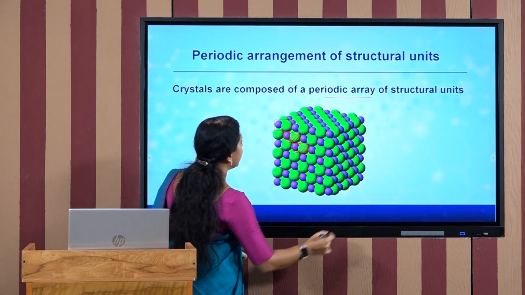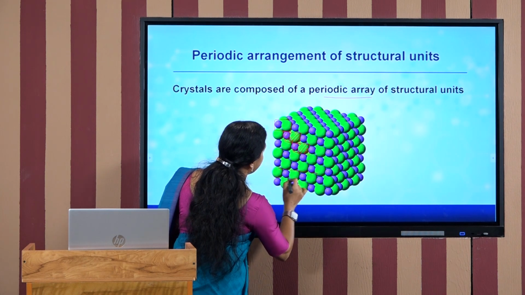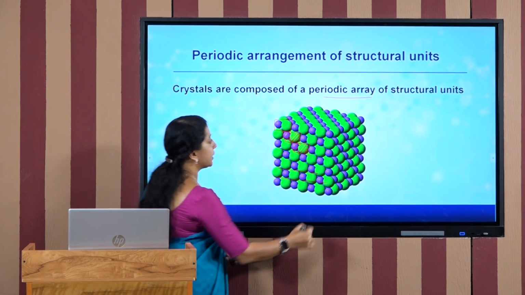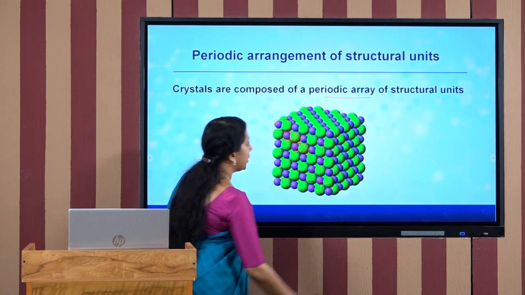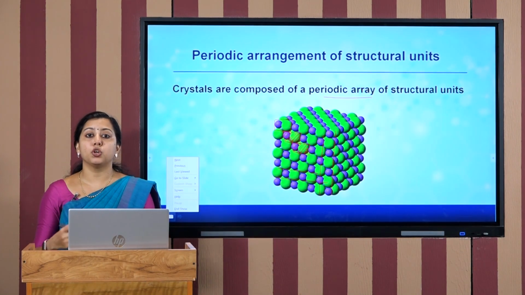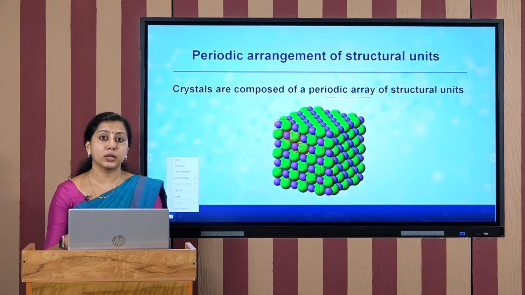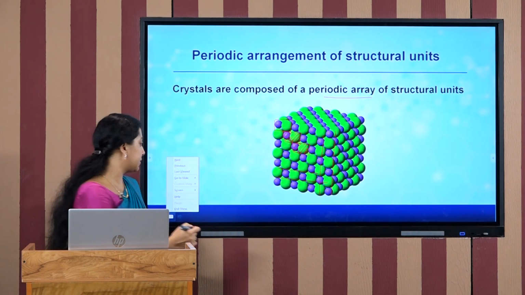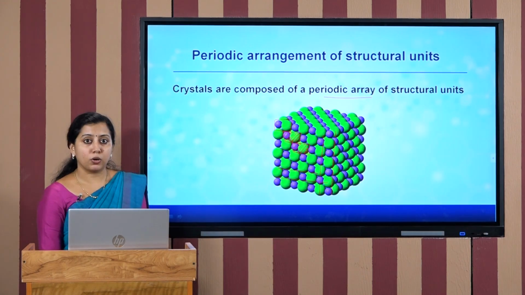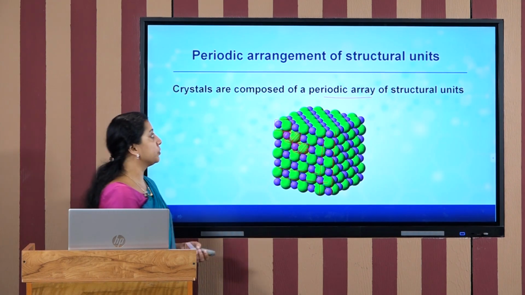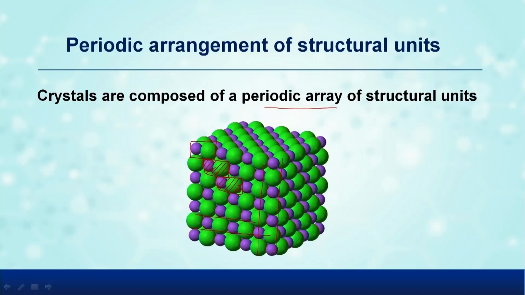So, likewise, if you see this in any particular direction, if you take in this direction or you take in this direction, you can see a definite geometrical pattern which is regular and repeating, and that is a characteristic property of a crystalline solid. So, we say crystals are composed of a periodic array of structural units. And what are those structural units? It can be atoms, it can be ions, or it can also be molecules.